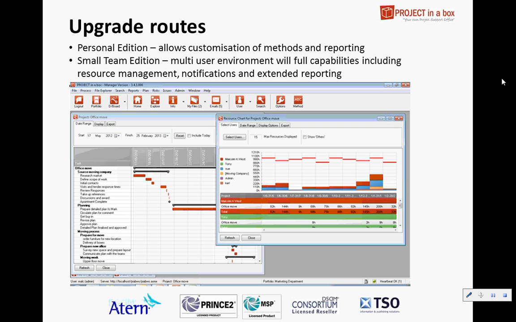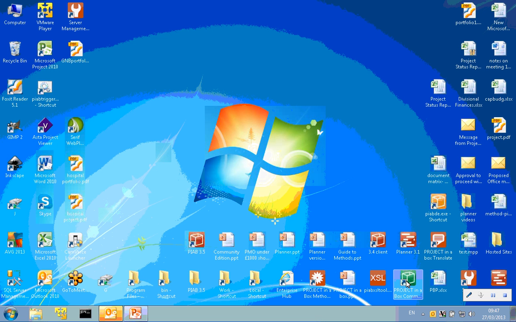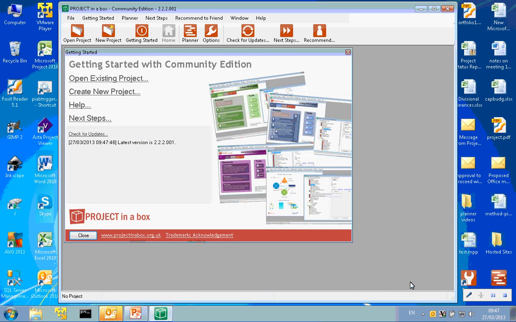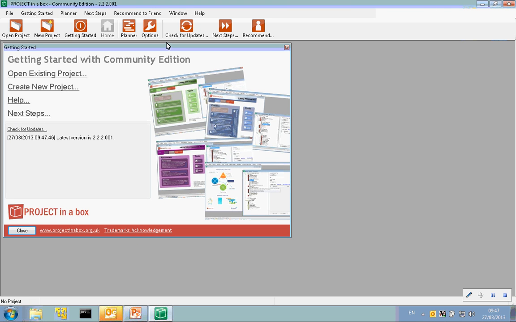Okay, so without any further ado, let's go off and have a look at Community Edition itself. Here's Community Edition on my desktop, and when you run the installer, it installs Community Edition and Planner as two separate applications. Let's open up Community Edition and have a look at it. Here we are, and the first thing it shows us is a Getting Started wizard, which just links us to some key things we might use.